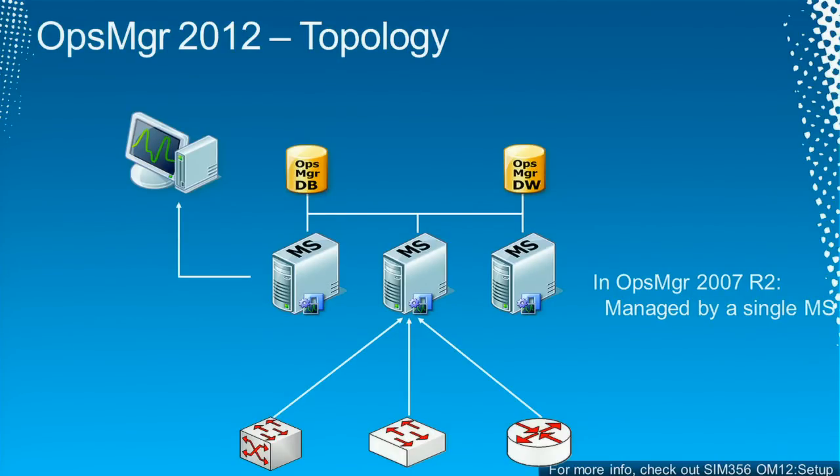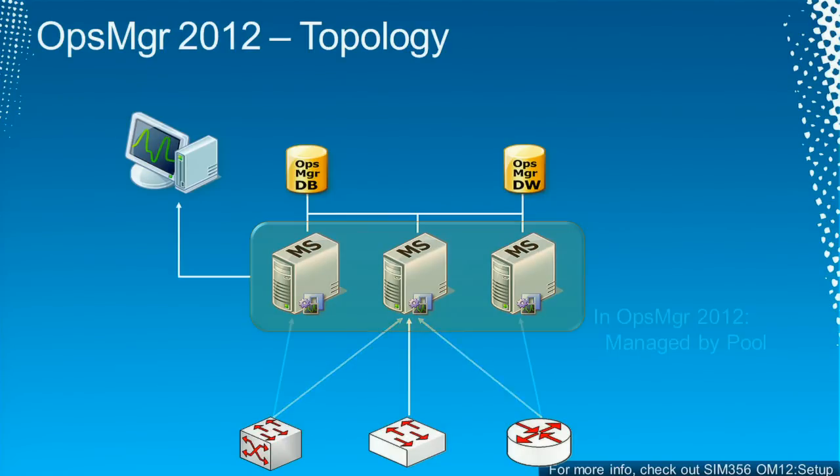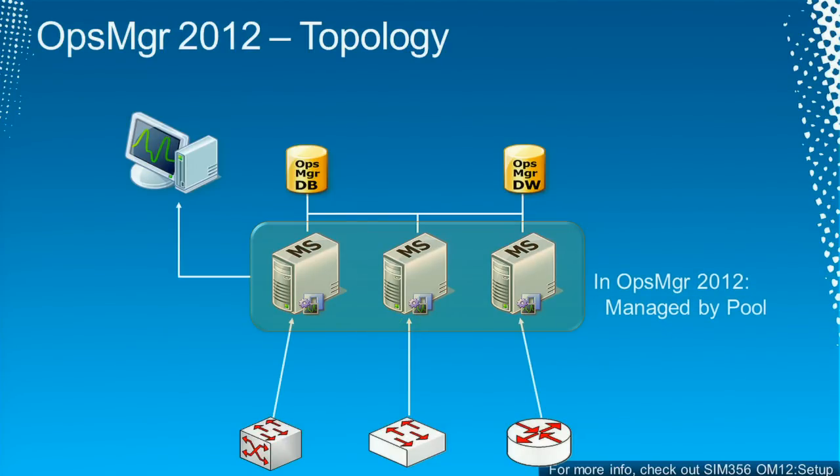And again, if we lose that management server, then we basically lose connectivity to those network devices. And this can be a problem in scaling this out. So in Operations Manager 2012, we introduced this concept of a management server pool. And this means that rather than my network devices or my cross-platform devices talking to a single management server, I can have them talking to a pool of management servers. So if I lose a single management server, my devices automatically fail over to the next management server in the pool.